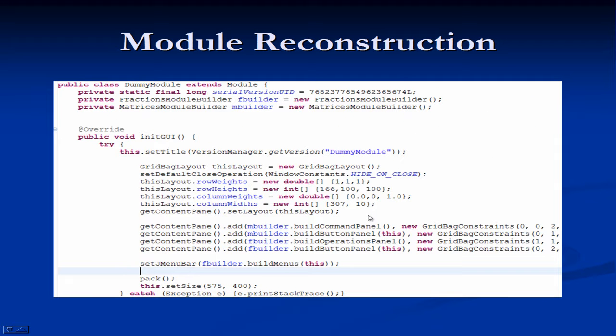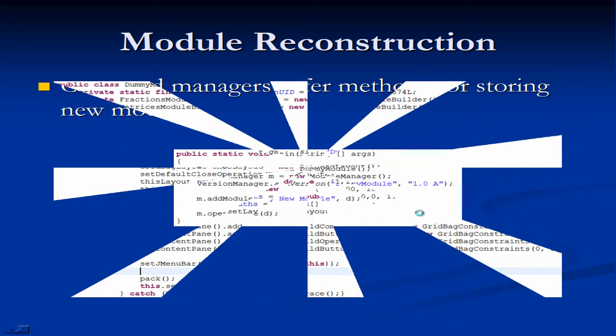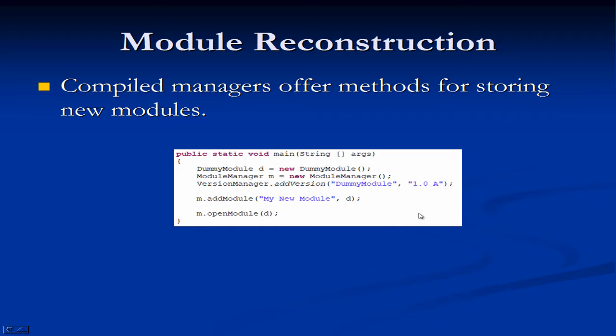This is the actual code for the dummy module. Interchanging the GUI panels is pretty easy. It's as simple as creating the builders, which is up here, and then asking them for the panels, which is right here. Everything else is already connected. The managers also offer options to tack on your module with the rest of the official modules.